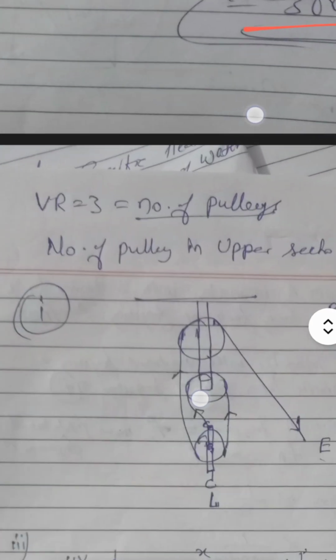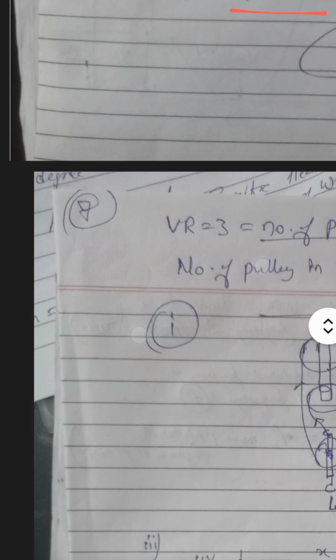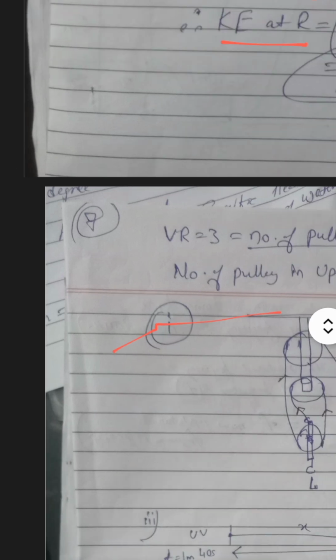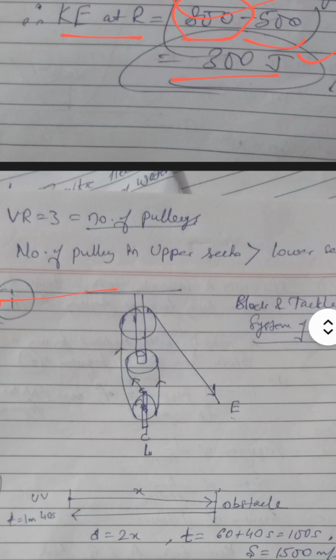Question number 7. Where is the 7? This is question number 7. Draw a block and tackle system with a velocity ratio equal to R. Velocity ratio is equal to R, will be equal to the number of pulleys. So number of pulleys will be 3, and we know the number of pulleys in the upper block must be more or equal to that in the lower block. So the number of pulleys will be 2 and 1.